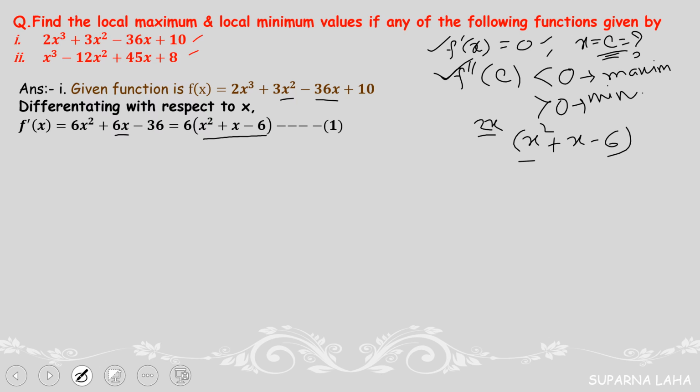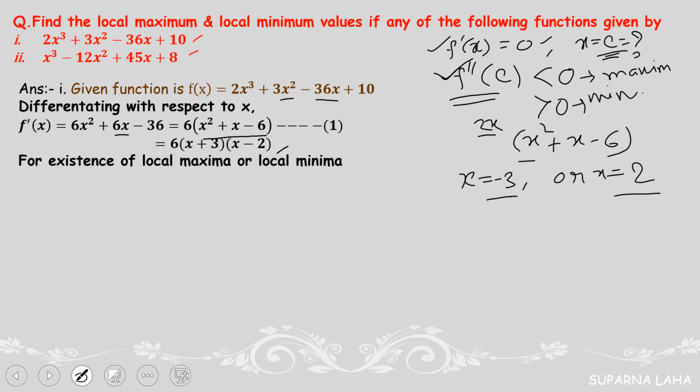And now factorize this one, we will find the two factors x plus 3 and x minus 2. So here c, or I can write x, is either minus 3 or 2. That means at these two values we need to check the sign of the double derivative. For that, first of all you need to find the double derivative. So for the existence of the double derivative, we have already found these two values. So find f double dash c. What is f double dash c?